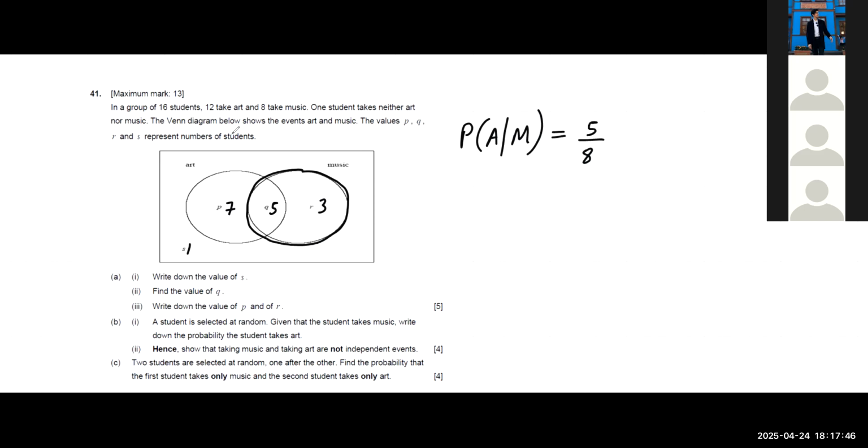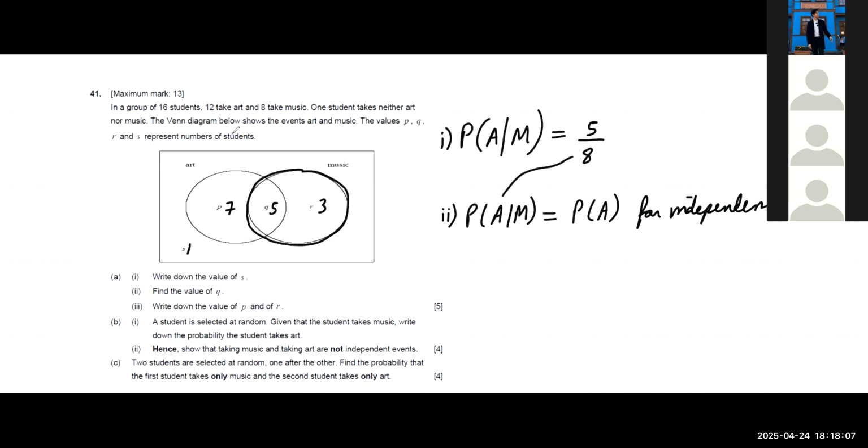Now, because we've already found the probability of A given M, we can find out whether A and M are independent. How? We can simply check this requirement: this must be the same as this for independence. This is just like a baseline. This is always going to be the requirement for independence. So we already know this is 5/8. What is this using the Venn diagram?